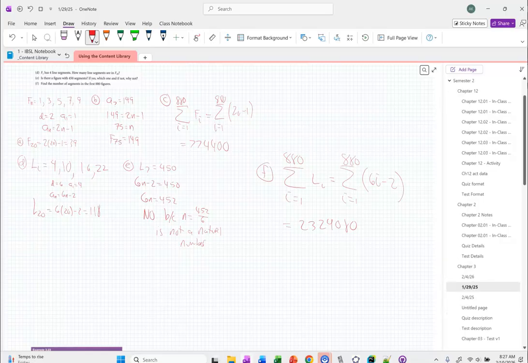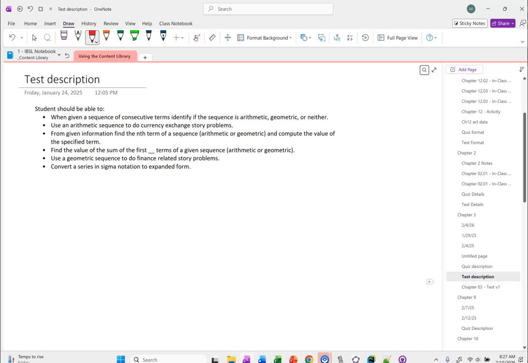I think if we look at the test description page, you should be able to, when given a sequence of consecutive terms, identify whether it's arithmetic, geometric, or neither. That's a repeat from the quiz, and a lot of us got those things wrong. I would make sure that you feel real good about that. Use an arithmetic sequence to do currency exchange problems. You had very little problem with that on the quiz. I would expect that to continue.